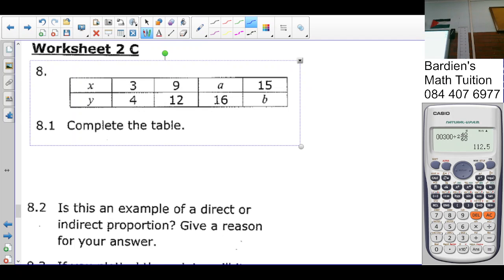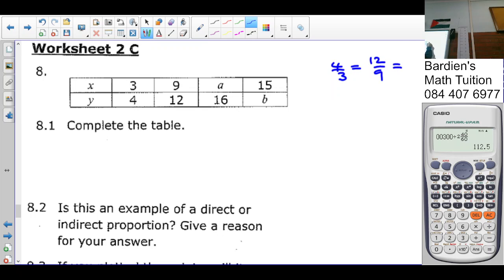So we get 4 over 3 is the same as 12 over 9, which is the same as 16 over 12, which is the same as B over 50. 4 over 3, 12 over 9. So, what do you say?